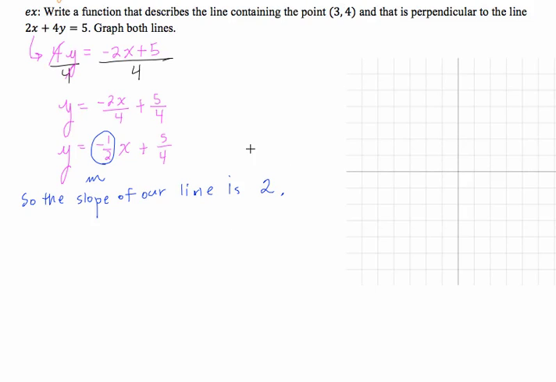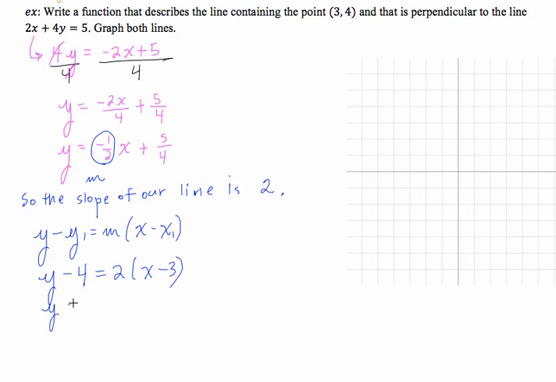And again, we know it contains the point (3, 4). So I'm going to go with point-slope form: y - y1 = m(x - x1). Here's our m, our slope. Here's our (x1, y1), (3, 4). So we have y - 4 = 2(x - 3). So there's the equation. Now we just need to write it in whatever form is specified, and it doesn't say what form, but it does say to write a function, meaning we're going to have to solve for y and then replace y by f(x). So let's add 4 to both sides, and then replace y by f(x), and here it is as a function.